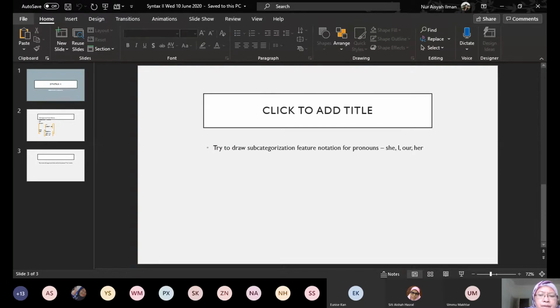Then it. Okay, an apple. So I ate an apple. So then you have to write what is the subcat feature for I, and then subcat feature for ate, and subcat feature for an apple. So basically, anyone attempted? Anyone try to draw?